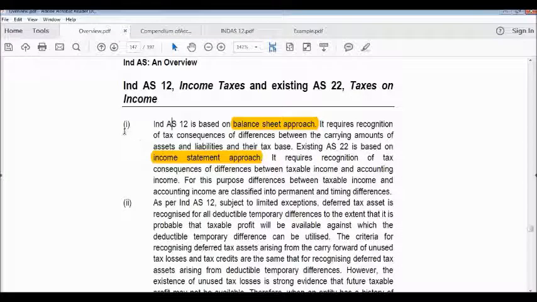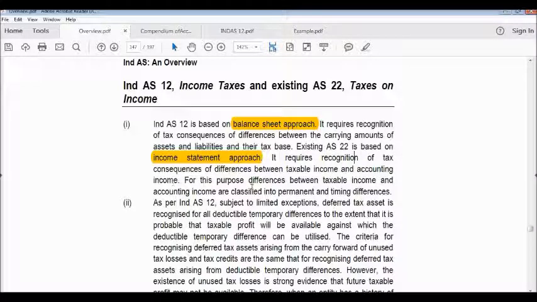Alright guys, so now the first and foremost important difference is this. Ind AS 12 is based on the balance sheet approach. It requires the recognition of the tax consequence of the difference between the carrying amount of an asset and liability and its tax base. So this is the very first important difference. While existing Accounting Standard 22 is based on the income statement approach. It requires recognition of the tax consequence of the difference between the taxable income and the accounting income.